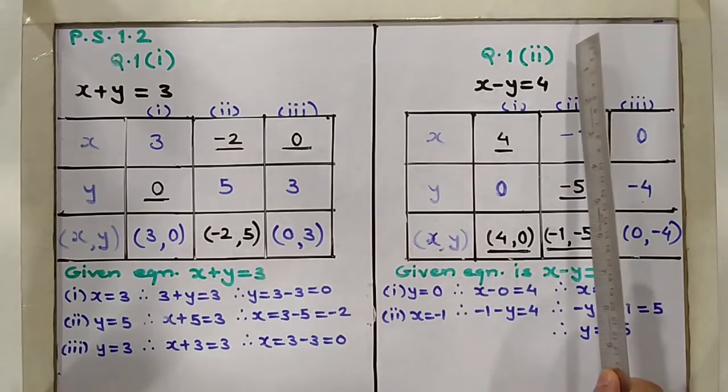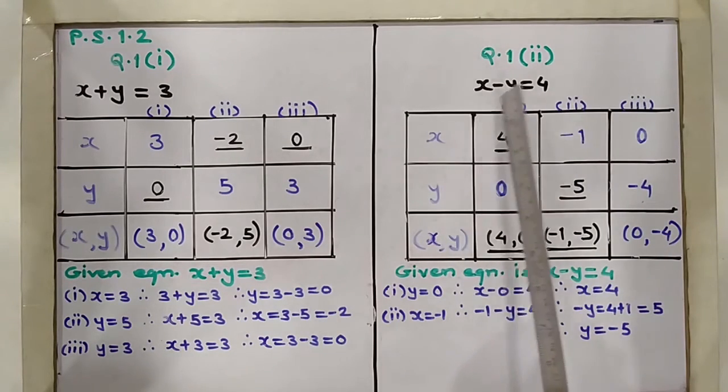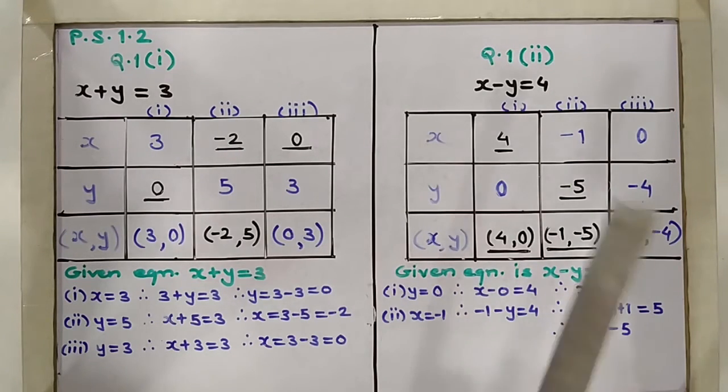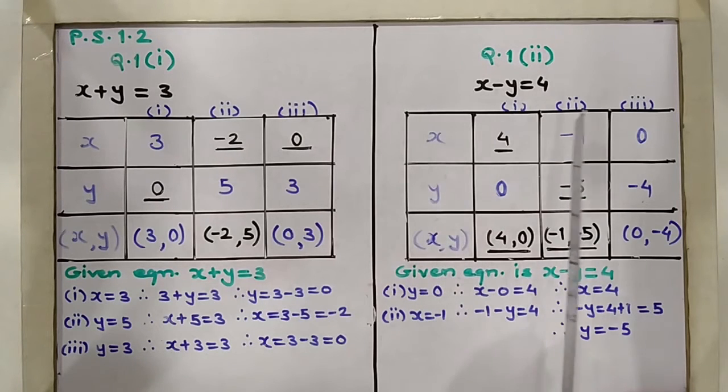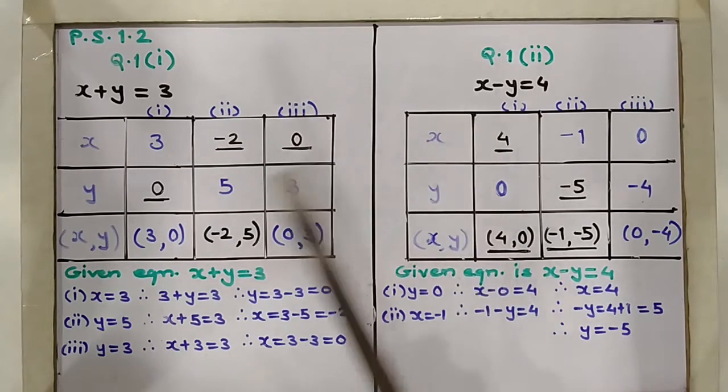Now we will go to the second question, the second sub question. In this, the equation given is x minus y is equal to 4 and the corresponding table has been given over here. Again, the first row has the value of x, second row contains the value of y, and in the third row we have ordered pairs. Again, in some cases the value of x is given and we are supposed to find the corresponding value of y and vice versa, and then we are supposed to form ordered pairs.